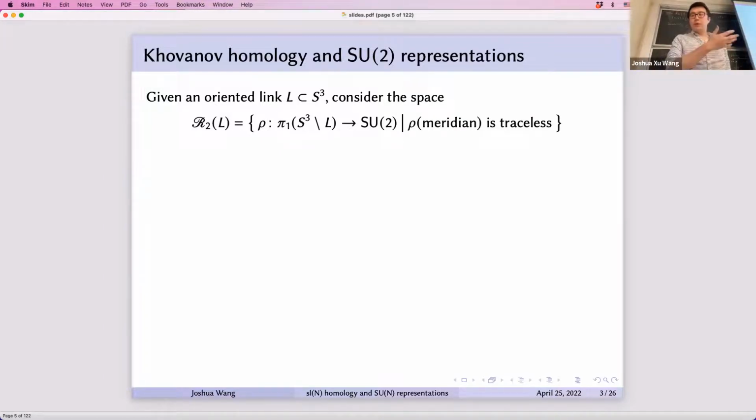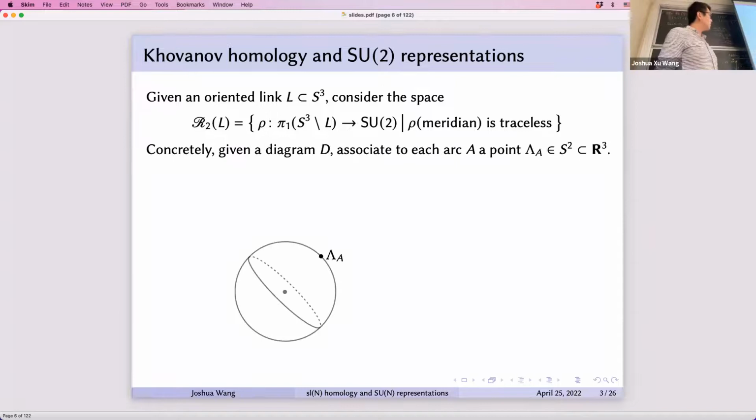And if you've never worked with this space before, let me tell you a very concrete way to think about it. So if you have a diagram for your link, then you have a Wirtinger representation of the fundamental group. And every arc of your diagram corresponds to a meridional generator. And each of those meridional generators needs to be sent to a traceless matrix. And the space of traceless matrices inside of SU2 forms a two-sphere. So for every arc of your diagram, you want to choose a point on the two-sphere. So if you have an arc A, you're going to choose a point lambda A.